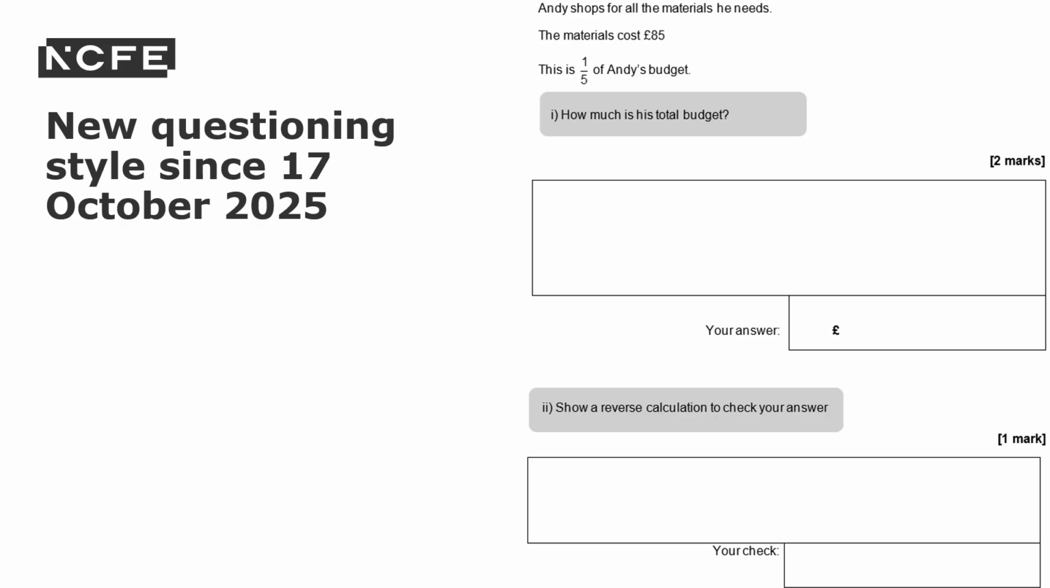So if we look at this level 1 question: Andy shops for all the materials he needs. The materials cost £85. This is a fifth of Andy's budget. How much is his total budget? And there's 2 marks available. In the past, that would be the question, and there would not have been a check question afterwards. However, in the new style, we've now got a check question. So show a reverse calculation to check your answer. And there's 1 mark available for this.